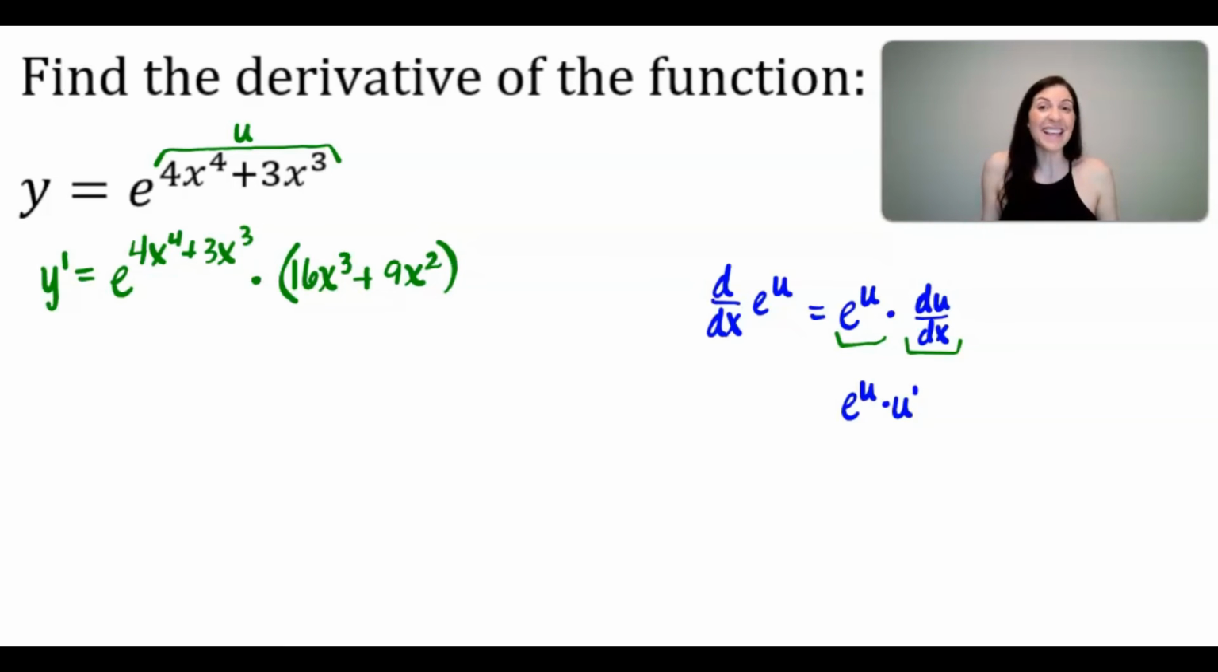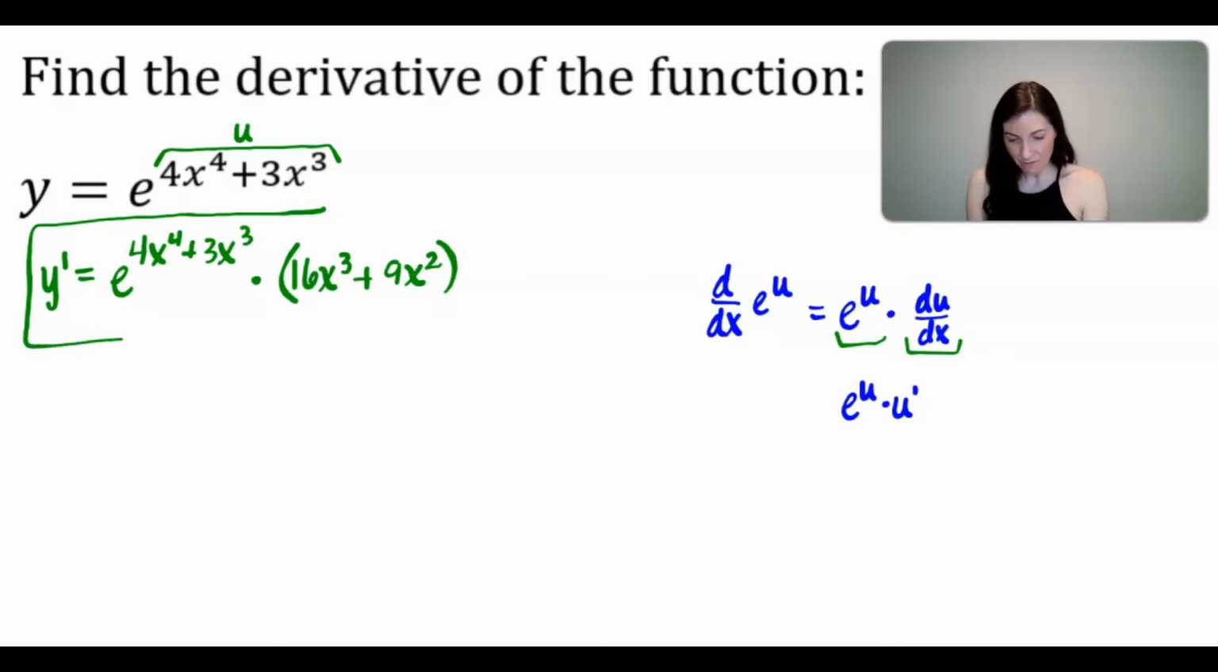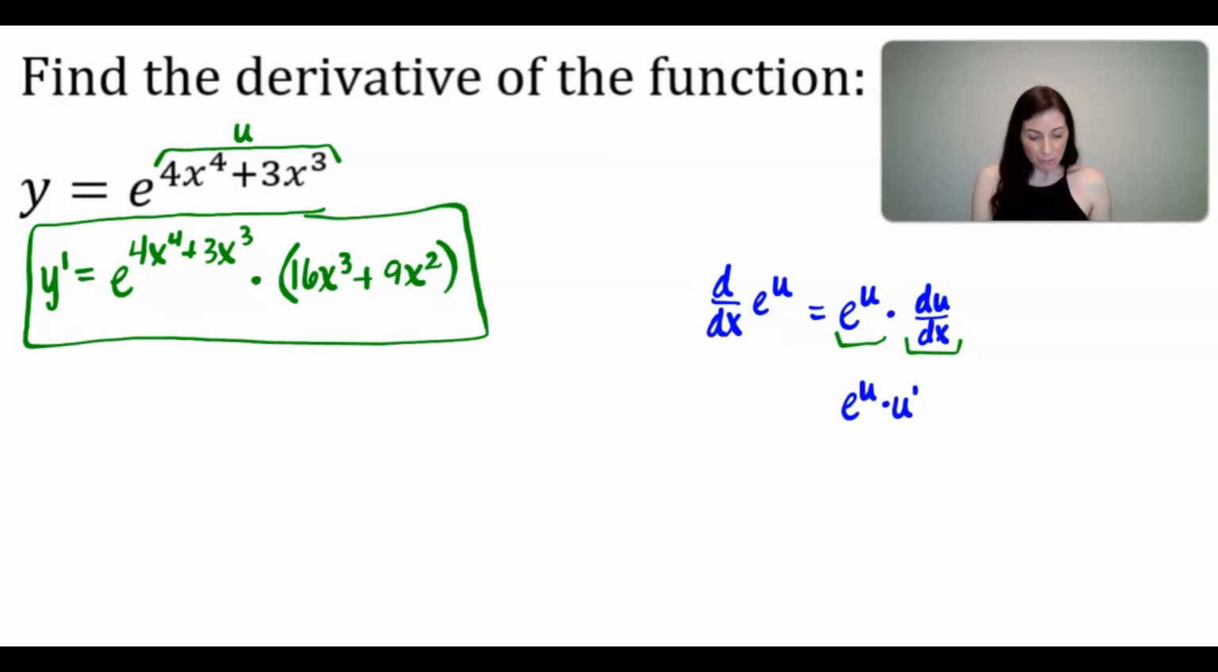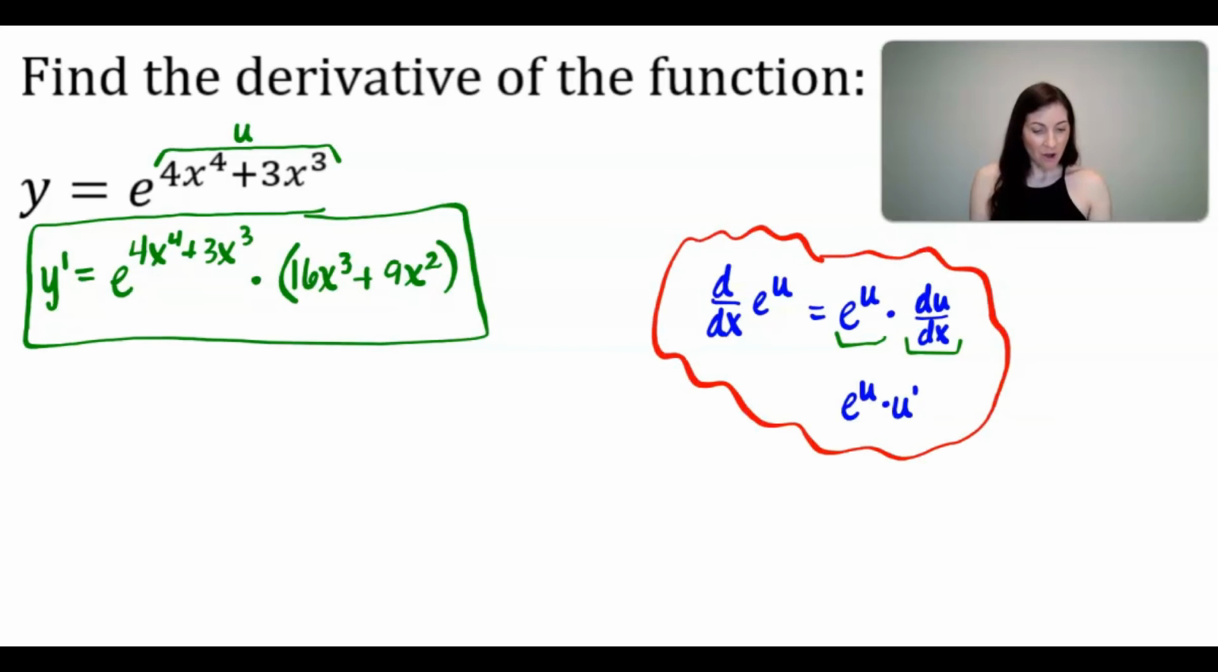All right, and just like that, that's it. That is the derivative. So here is the derivative of e to the power of 4x to the fourth plus 3x cubed. But more importantly, write this down. Take out a flashcard or take out your pencil and notebook and make sure to write down that general rule because it'll help you find the derivative of any function that involves an e.